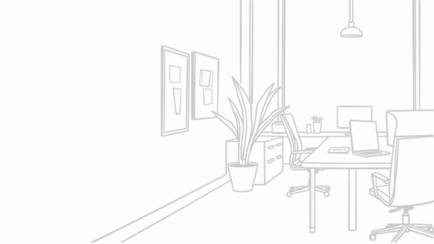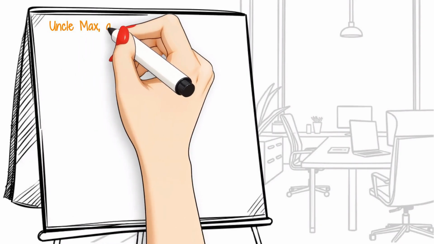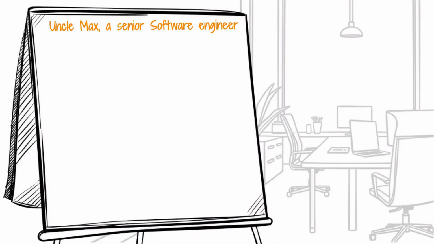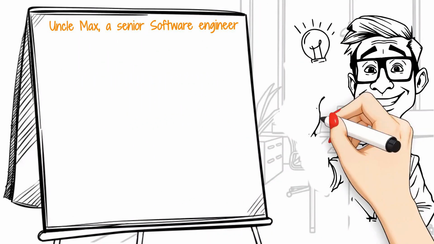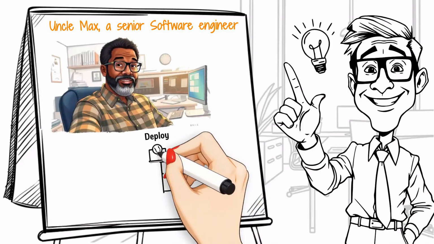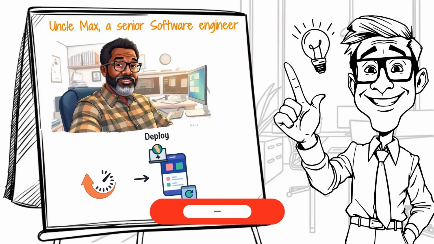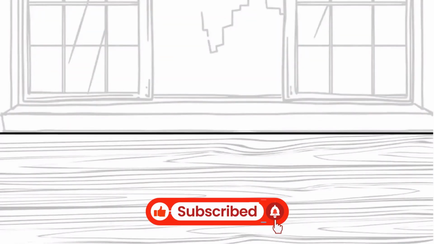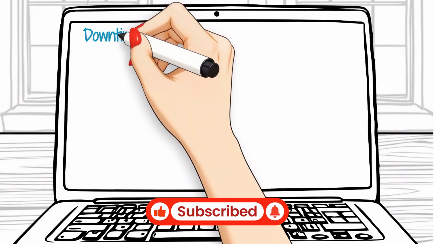Curious, Ryan reached out to the one person who always explained things clearly: his Uncle Max, a senior software engineer. Uncle Max smiled and said, "Downtime is a specific time frame when a company temporarily stops a part of its system to deploy new updates or fixes. This mostly happens because many old systems were built using the waterfall model."